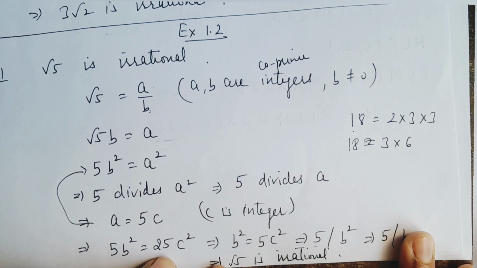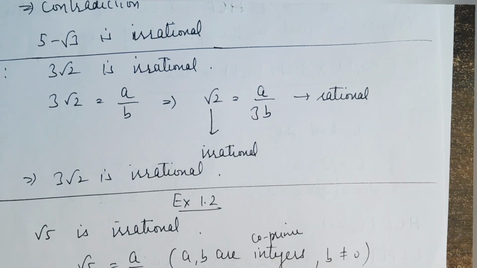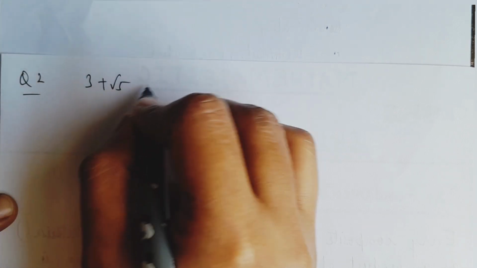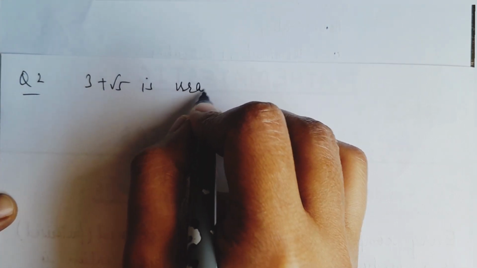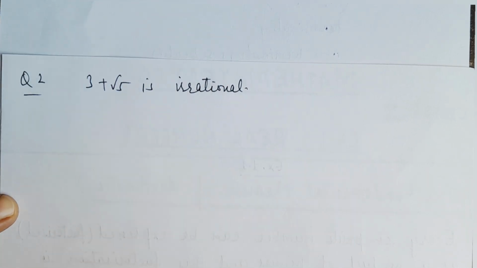Similarly, as we have done the root 2, root 3, we can prove any number as irrational number. Now we will do the next question of the NCERT, that is 3 plus 2 root 5 is irrational. Question number 2, we will prove 3 plus 2 root 5 is irrational. For this also we will adopt the same pattern as the example.